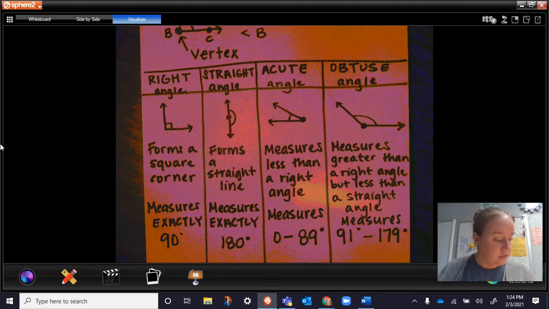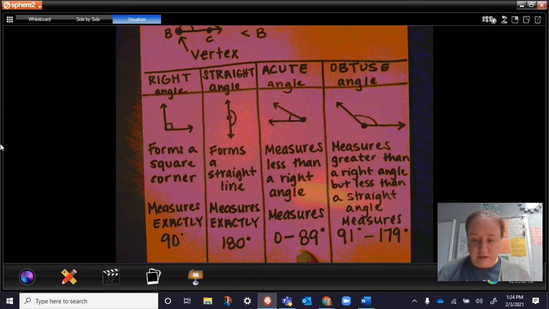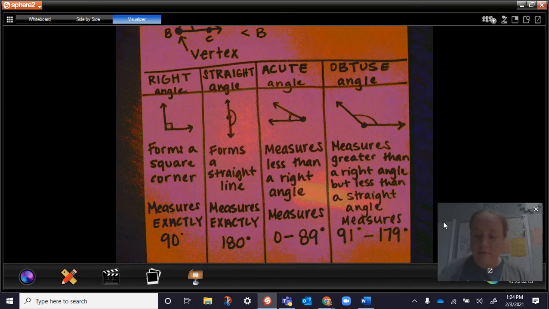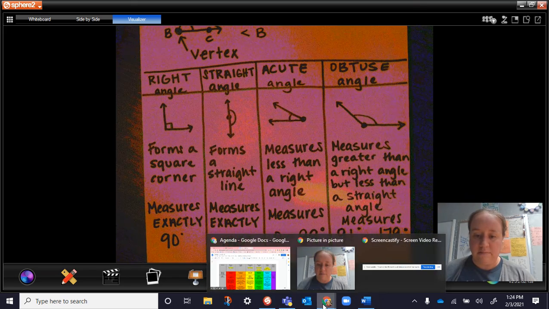It's not too hard. Sometimes people get stuck on the ranges, but if you practice and learn these first, then you can see, okay, I know acute is going to be everything smaller than this, and obtuse is going to be in between these two, so bigger than this and less than this, so right in between. So hope that helps, and that was what we did with angles today.